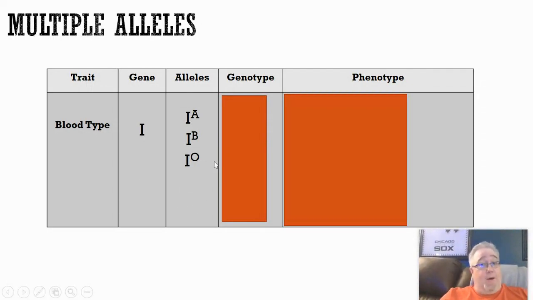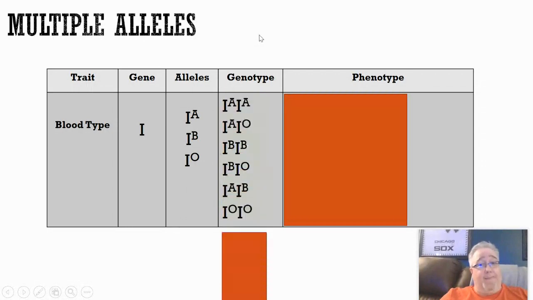So now I want you to think about all the different combinations of genotypes you can have. Remember, every parent passes one of these to their offspring. That means that we all have 2, right? We got one from our mom, one from our dad. So one is what we call IAIA. This is IAIO, IBIB, IBIO, IAIB, and IOIO. Okay, so there's 6 different genotypes that are possible.